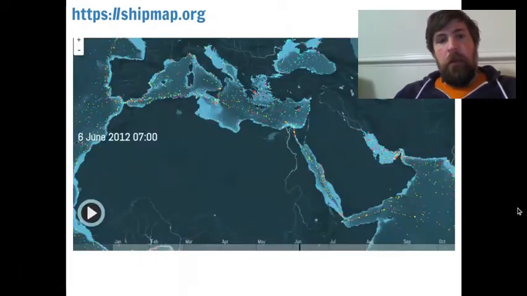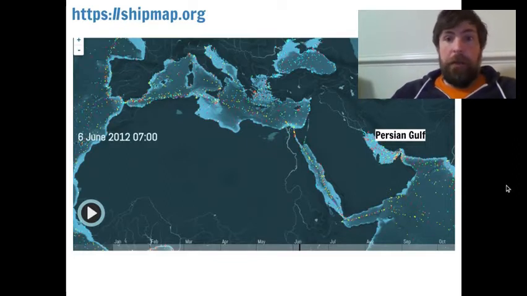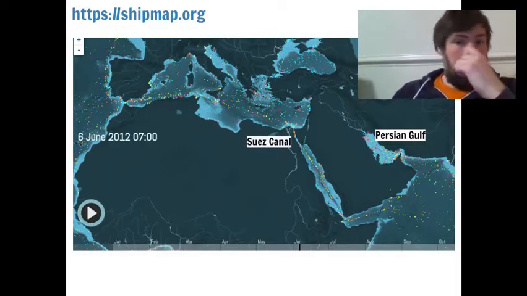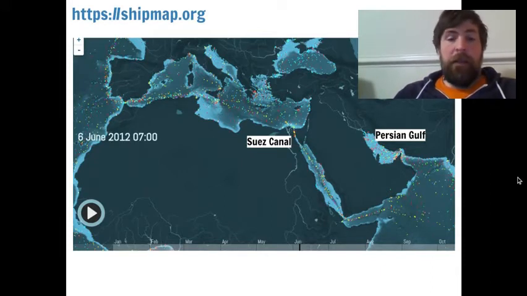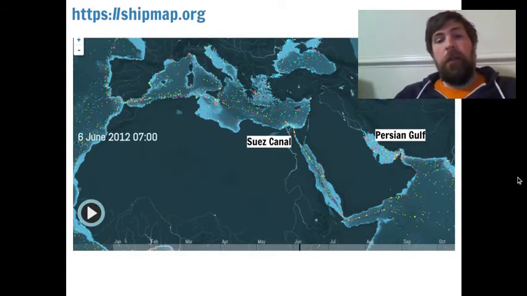So if we zoom in on this part of the world here, the Mediterranean Sea, the Red Sea, and the Persian Gulf, you can see that there's a lot of red dots in the Persian Gulf, which makes sense because this is where a lot of the oil is produced in the world. You can also see the importance of the Suez Canal. The Suez Canal connects the Mediterranean Sea to the Red Sea, and you can see lots of ships lined up to move through the Suez Canal to get from one sea to the other. And the Suez Canal allows those ships to make that trip a lot faster without having to sail all the way around the continent of Africa.